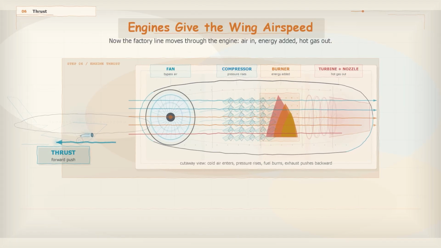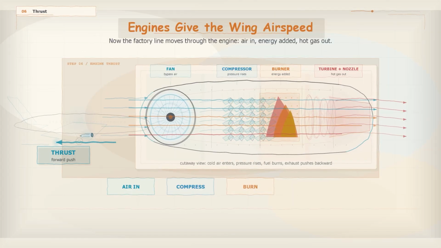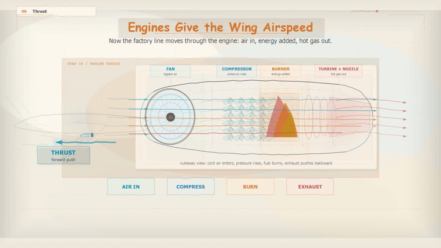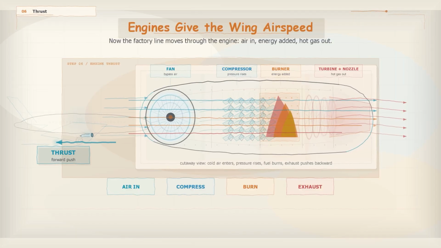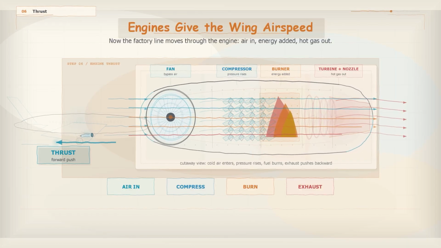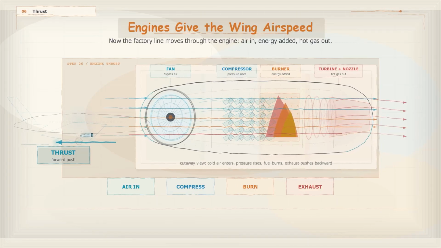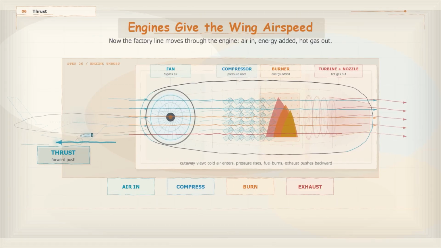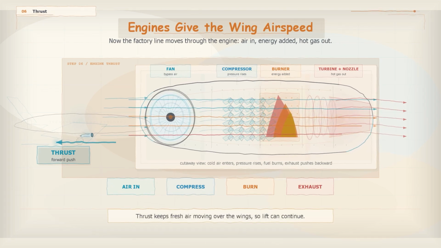Forward motion is the engine's job. A jet engine throws air backward. Cool air enters the front fan. The compressor squeezes the air and makes it hotter. Fuel burns in that airflow and adds energy. Hot gas blasts out the back. The reaction pushes the airplane forward. Thrust creates the airflow. The wing uses that moving air to make lift.